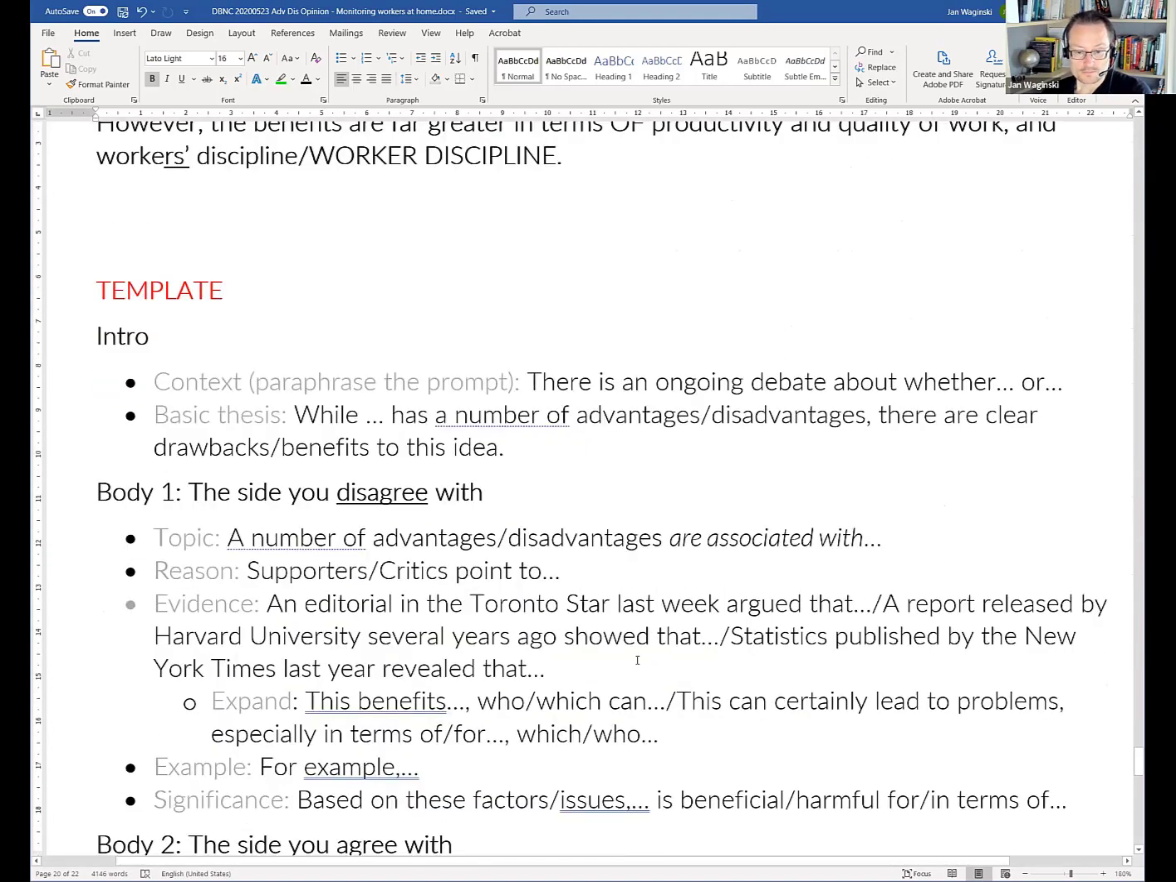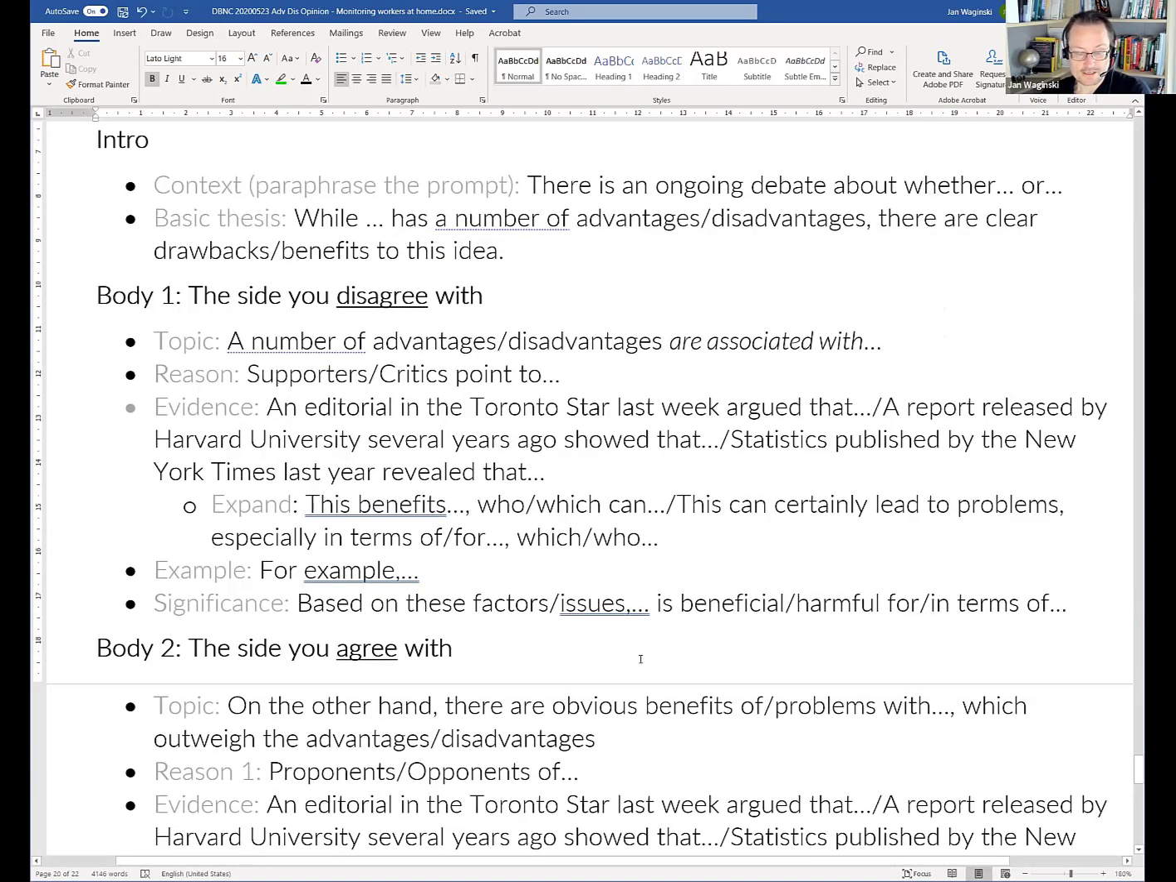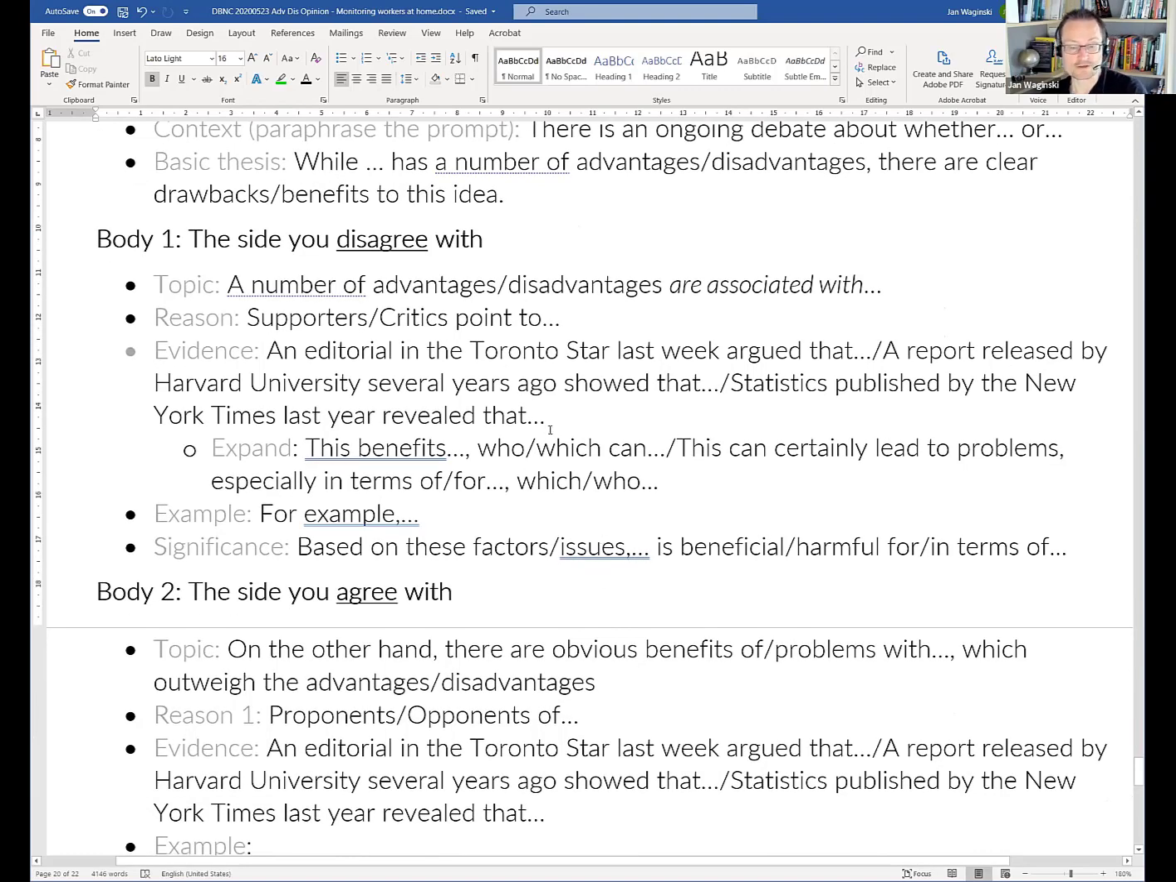One example or one way that I can tell you about to get higher than band 7 is that people who are writing at a band 8 level use language like this. They don't just say research shows. They'll say an editorial in the Toronto Star last week argued that, or a report released by Harvard University several years ago showed that. Statistics published by the New York Times last year revealed that. This is the kind of language that's typical in Band 8 responses.